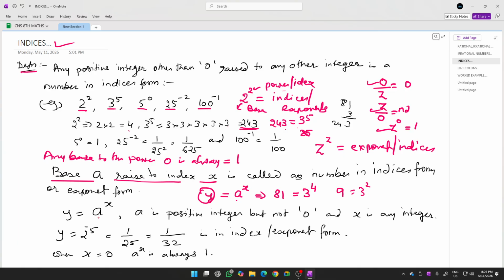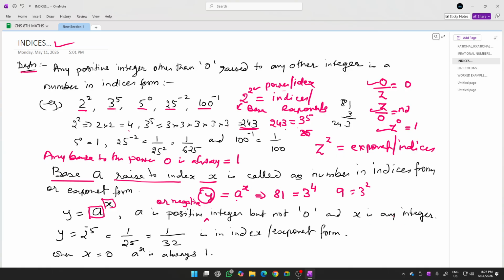So y is equal to a raised to x, and in the index form, this particular integer a is known as the base. a is a positive integer, but it's not always positive. It can be negative also, but not 0. And x is also an integer. x can be any integer. The index, the power, can be 0, negative, or positive. So in general, it can be any integer.